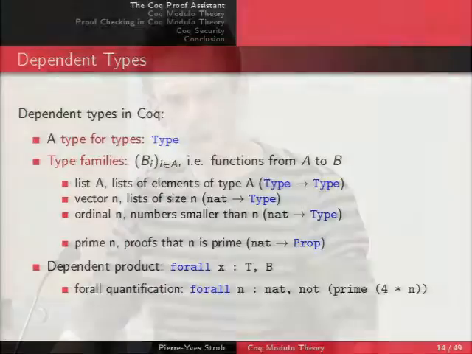So what we do is that now you have a type for types, which is Type with a capital T, and then you can define type families. That is, for a type A, you will define a family B of i for i in A, and you will see them as functions from A to B. With that, you can have polymorphism. For example, you can have list of A, which is the type of lists of elements of type A, and this is a function from type to type. Or you have vector of size n, which are the lists of size n. And here you have a dependent type on values, going from natural numbers to types.